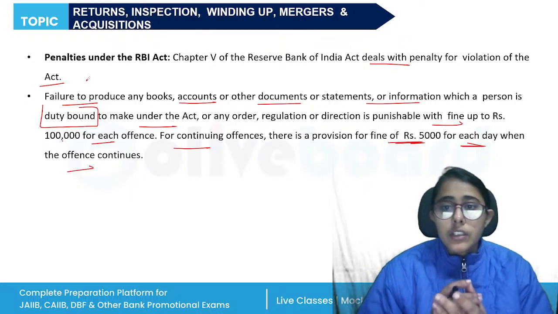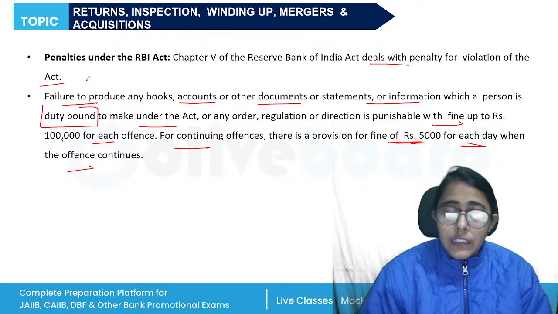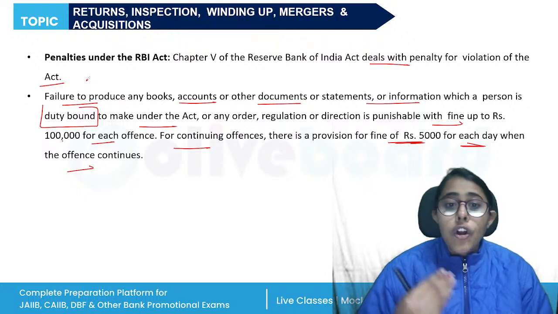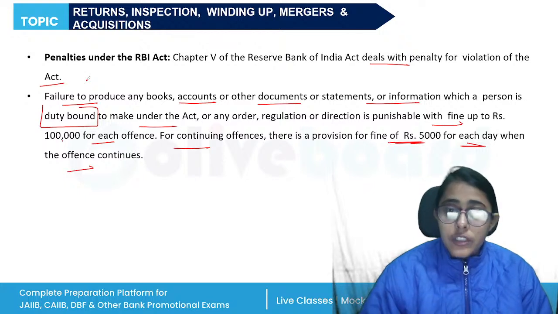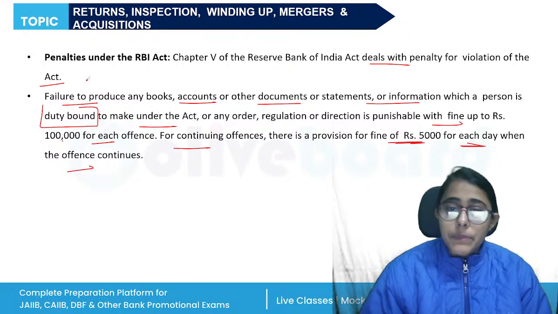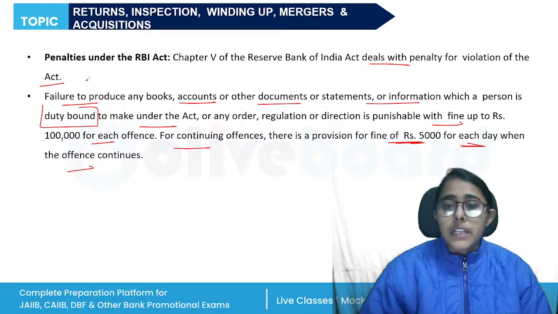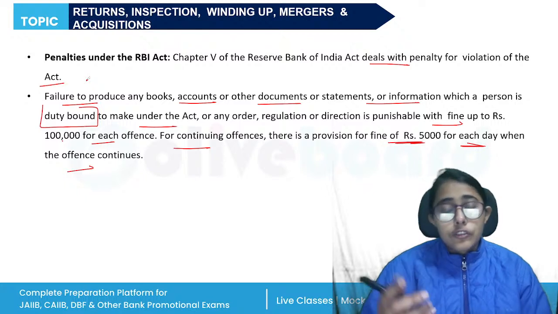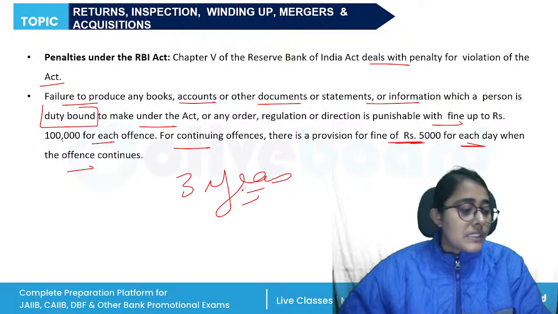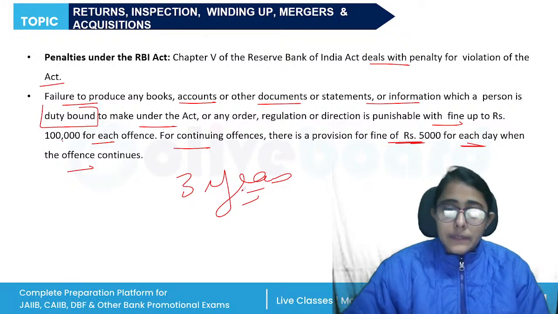So if the banking company is not making the correct returns or correct information or documents, or is providing false information knowing it to be false, or willfully omitting to make any material statement, right? Then they're punishable with this fine plus imprisonment up to a period of 3 years. So this fine plus 3 years jail term is prescribed under the RBI Act.